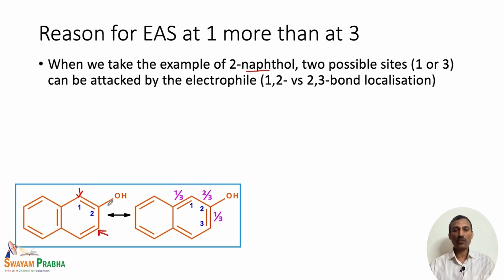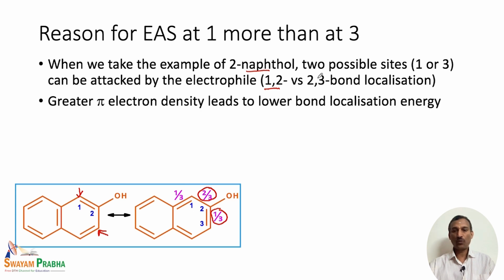So here, if we extend the same thing from naphthalene, this particular bond, the 1,2 bond, has double bond character 2/3 of the time, and this 2,3 bond has double bond character 1/3 of the time. So in other words, if the hydroxyl group, that is the naphthol's phenolic hydroxyl, is present at the 2 position, then this particular bond has more pi electron density compared to the 2,3 bond. So what we can say is that the 1,2 bond has more bond localization, or more pi electron density, compared to the 2,3 bond.